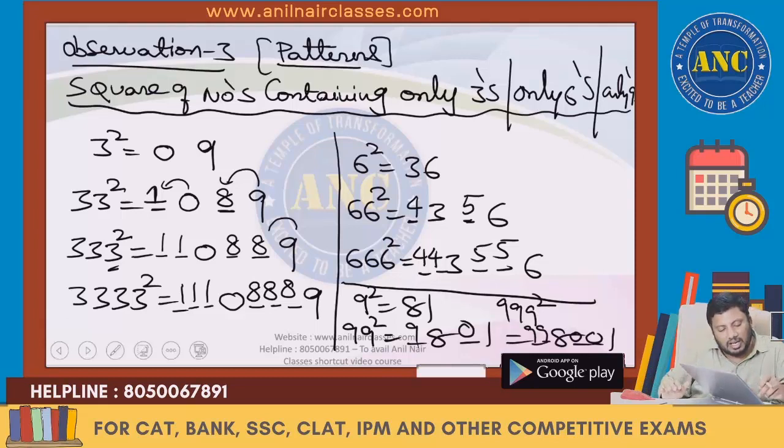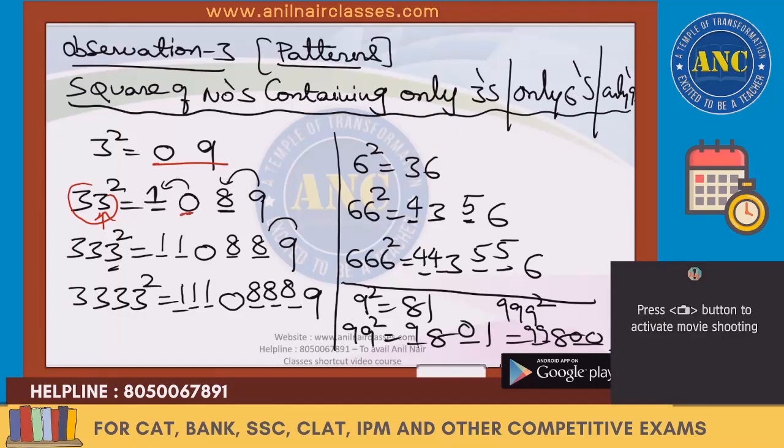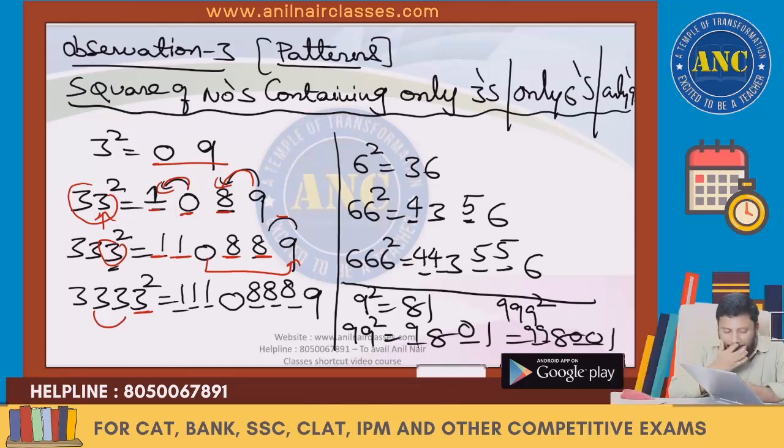3 square is 9. 9 is in a 2-digit format, 09. 33 square. Digit repeated is 3. 3 square is 09. 1 more 3 is there. So keep a slash. These are 1 less than, these 1 more than. 3 square is 09. 2 more 3's are there. Keep 2 slashes. 1 less than, 1 more than. 3 more 3's are there. 1 less than and 1 more than. I hope the idea is clear. Now see here.